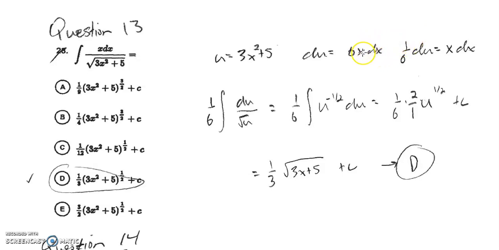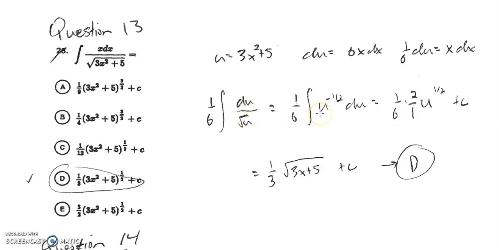And then look, I've got a 6x dx here, but in the integral I just have an x dx. How do I balance that? Well, I divide this by 6. 1/6 du is x dx. And this is my substitution step. This 1/6, I always just write out front of the integral to get it out of the way. And the du is in the top, and then I've got a root u in the denominator.